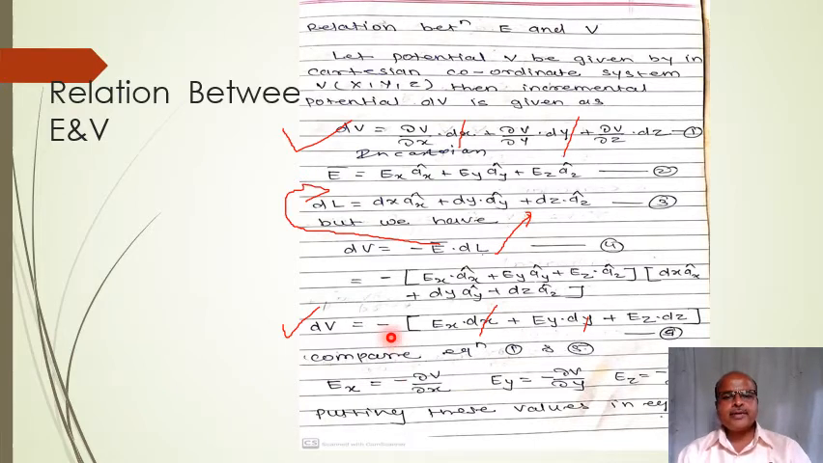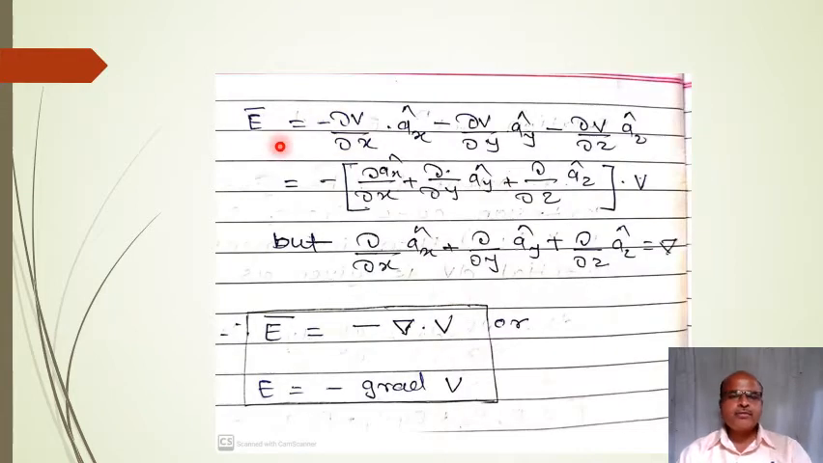Okay, here the negative sign is there, therefore Ex is equal to minus dV by dx, Ey is equal to minus dV by dy, and Ez is equal to minus dV by dz. So putting all these values in the above equation, we'll get equation 2. Filling in the values of Ex, Ey and Ez, we'll get an equation of this type: minus dV by dx ax cap plus minus dV by dy ay cap plus minus dV by dz az cap.